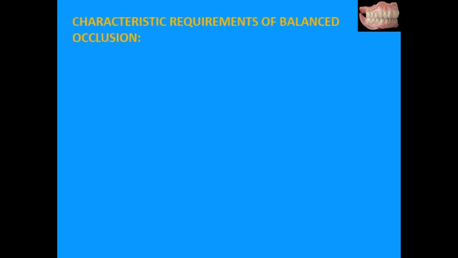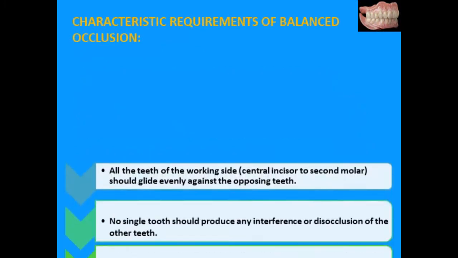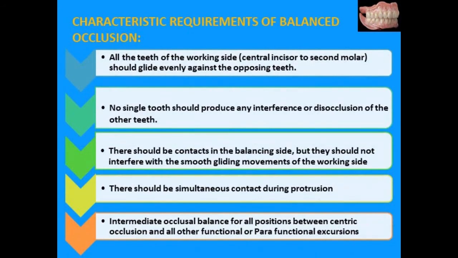Coming to the characteristic requirements of balanced occlusion, the first one, all the teeth of the working side should glide evenly against the opposing teeth. Now what is the working side? It is the side to which the mandible is moving during a lateral excursion. So if the mandible is moving to the right side, that means the right side is the working side.